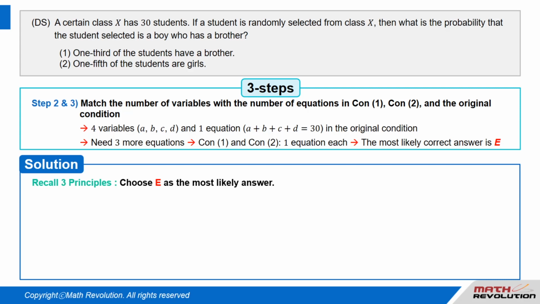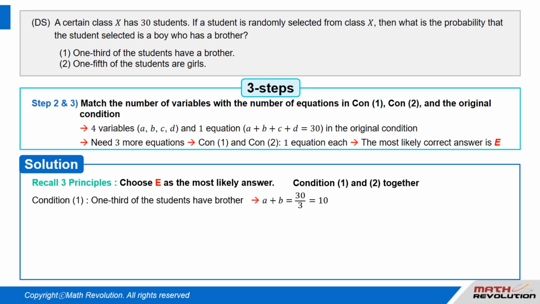To prove that we are correct, let's work through the problem. Let's take a look at both conditions together. Condition 1 tells us that 1/3 of the students have a brother. That is, A plus B equals 30/3 equals 10. Condition 2 tells us that 1/5 of the students are girls. That is, B plus D equals 30/5 equals 6.